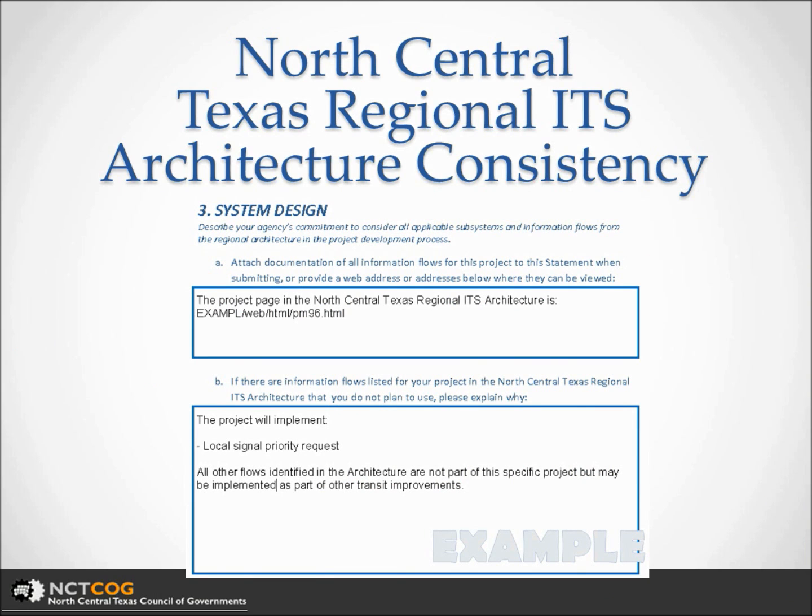In this case, we've listed the project page as the project page on the Regional ITS Architecture website, where all information flows can be found. And then under Part B of information flows not used, described which information flow will be used, which won't be, and why they will not be used in this project. However, they may be used in a future project.